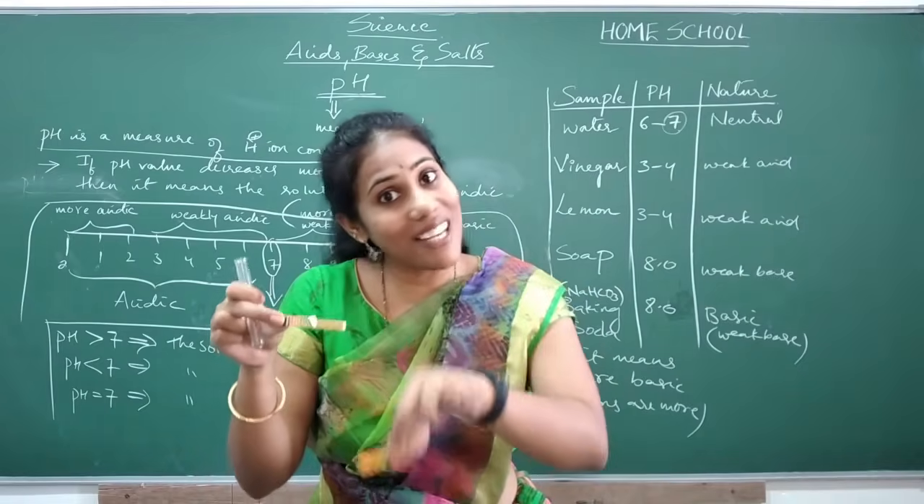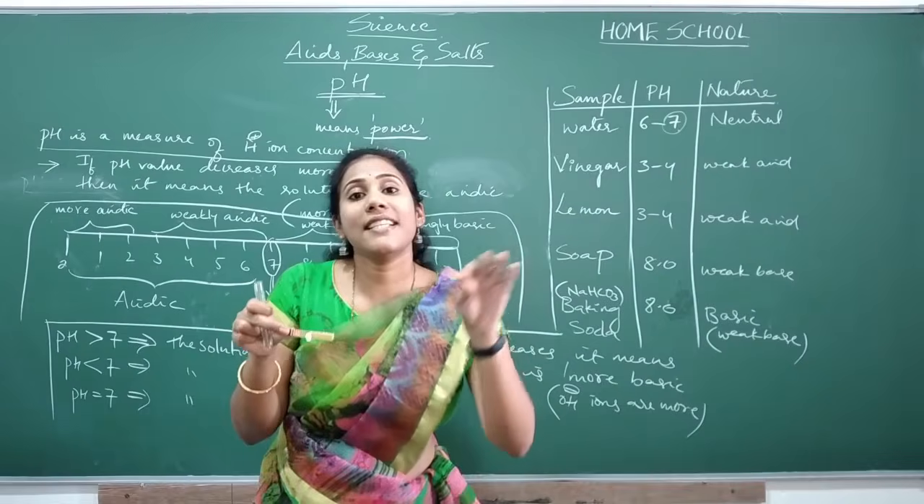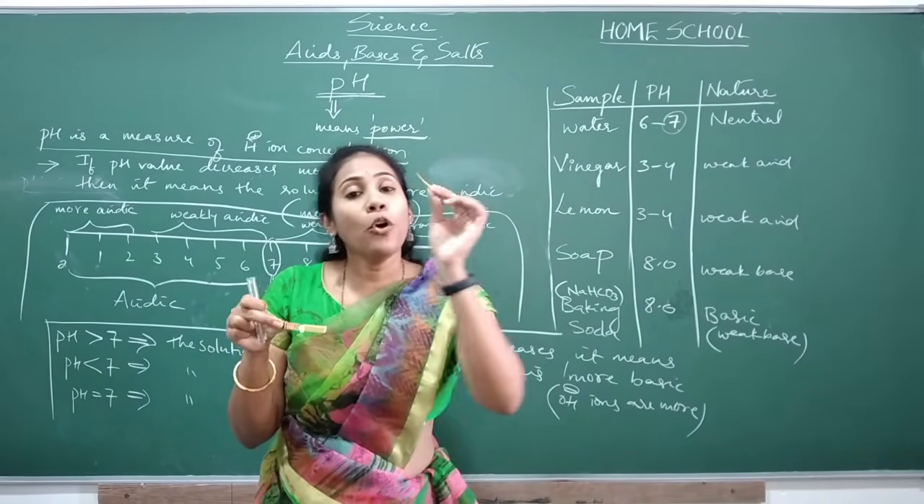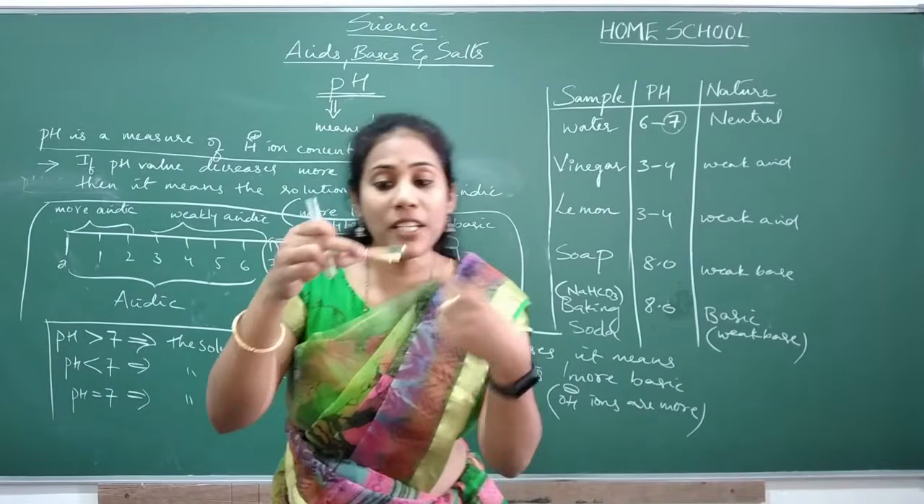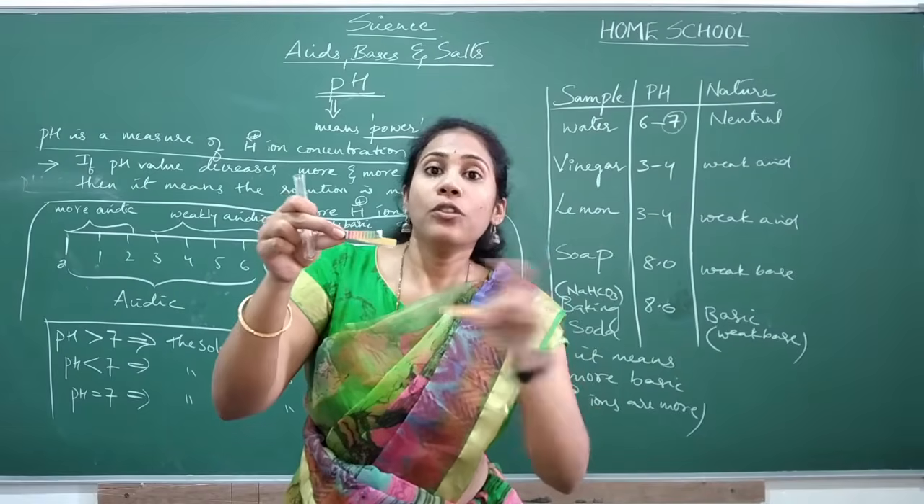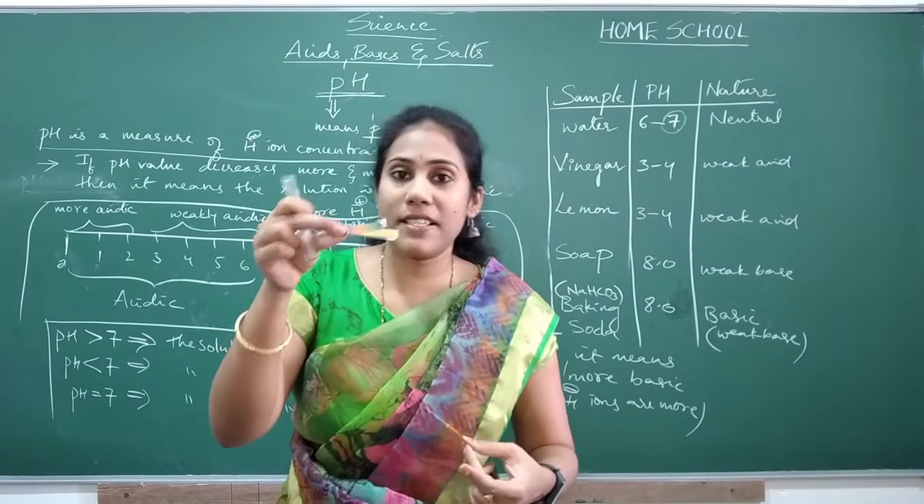That means they have less H plus ions. Okay, weak acid means what? Less H plus ions. Strong acid means what? More H plus ions. More the H plus ions in a solution, darker colors it will show. pH value 0 to 2. If you get more acidic solution, more H plus ions.